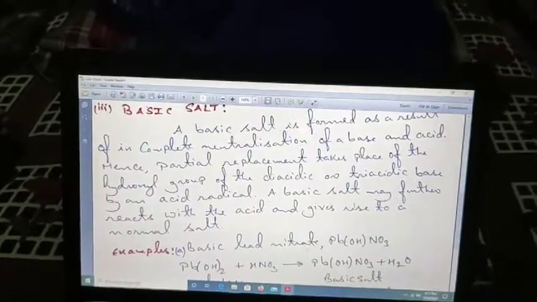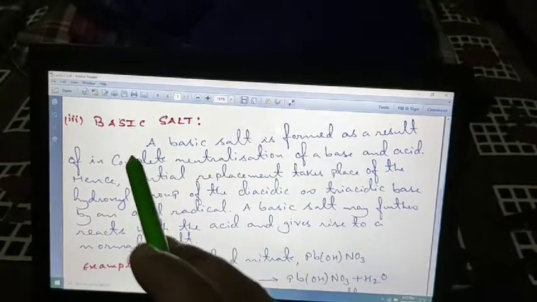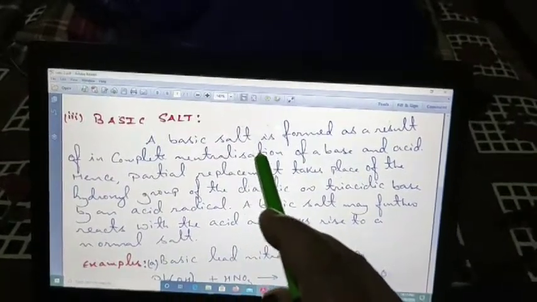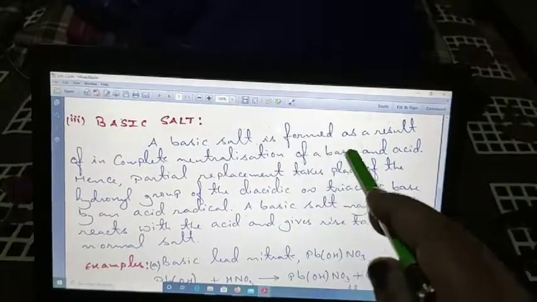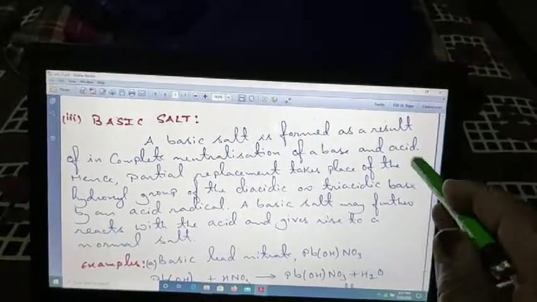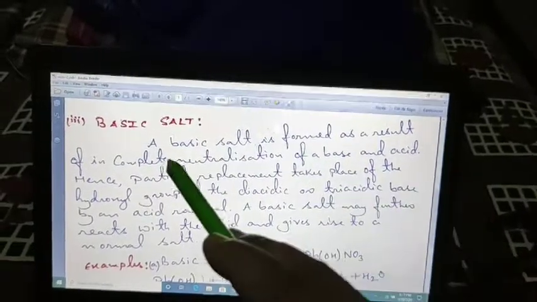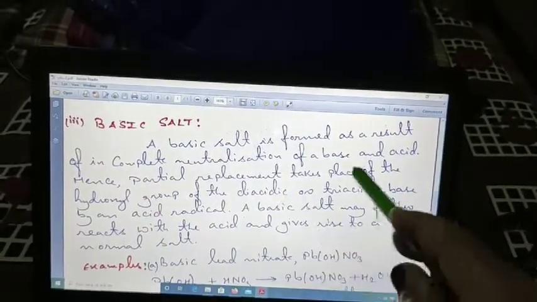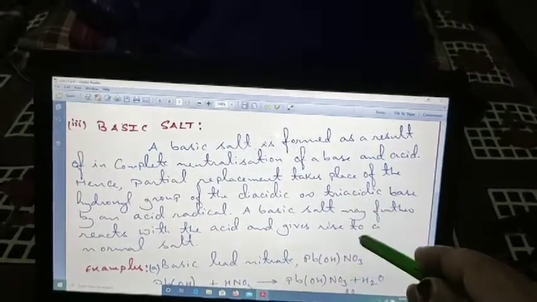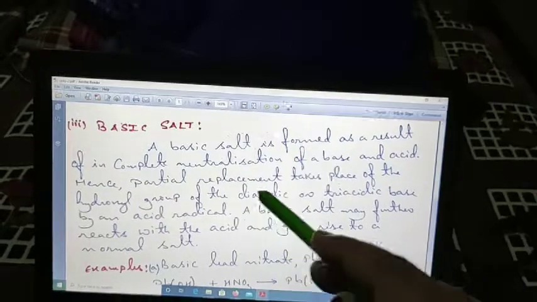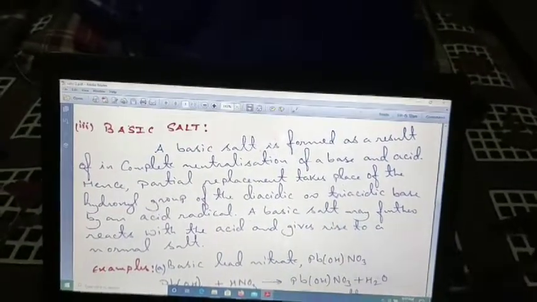Next is basic salt. A basic salt is formed as a result of incomplete neutralization of a base and acid. Neutralization means when a base and acid react, salt and water are produced. So a basic salt is formed when we have incomplete neutralization. Hence partial replacement takes place of the hydroxyl group of the diacidic or triacidic base by an acid radical. A basic salt may further react with the acid and give rise to a normal salt.